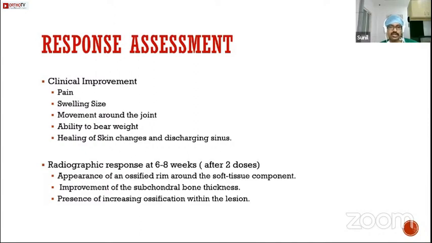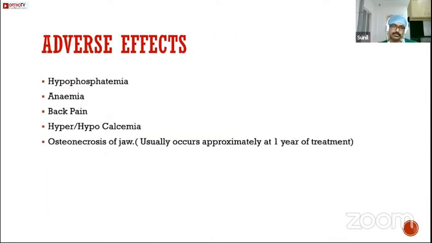What do we find in them? There is an ossified rim, and there is a reduction in the soft tissue component, improvement in the subchondral bone thickness, and there is increased ossification in the lesion. So, once this response assessment is done, we know in a neoadjuvant setting, if we have achieved our goal, we should stop treatment. Why do we stop treatment? Because we don't know the long-term effects.